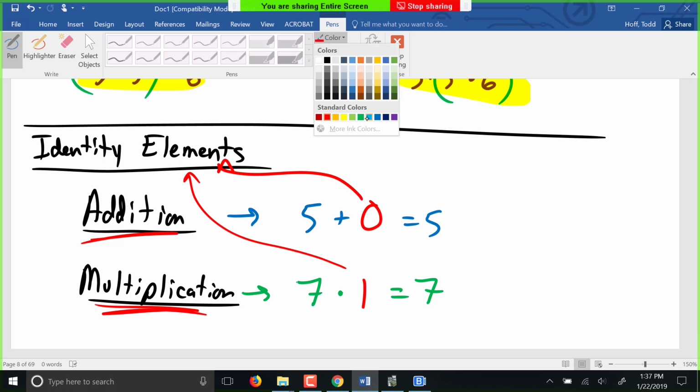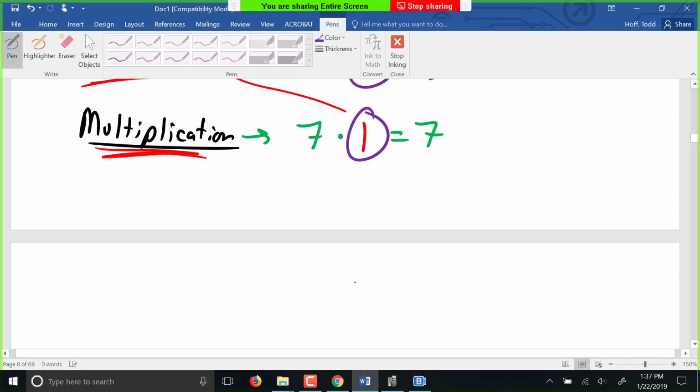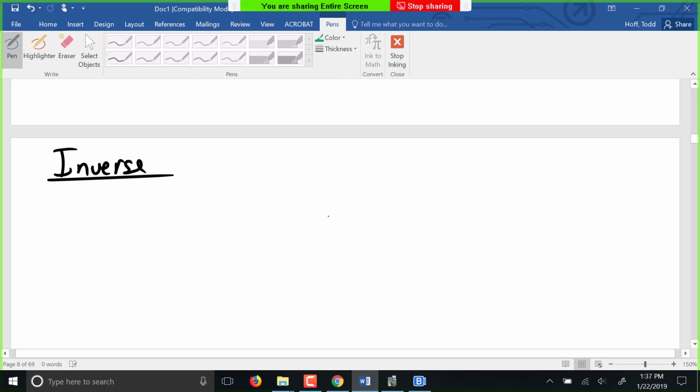Now, the reason those are important is when we go to do inverses or to invert them, we want to get back to the identity element. The inverse of a number gives us the identity. So if I have a 5, the additive inverse, what I can add to 5 to give me the identity of 0 is -5. Very good.